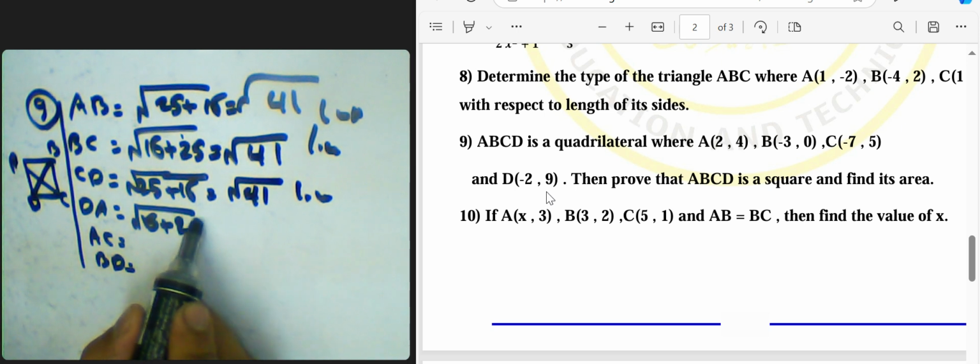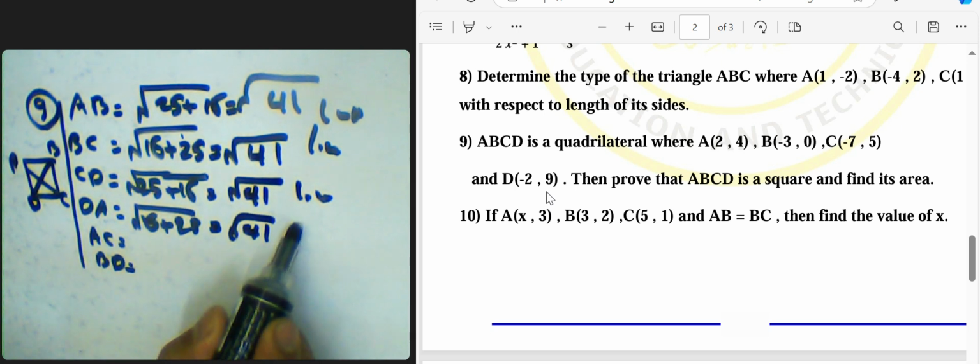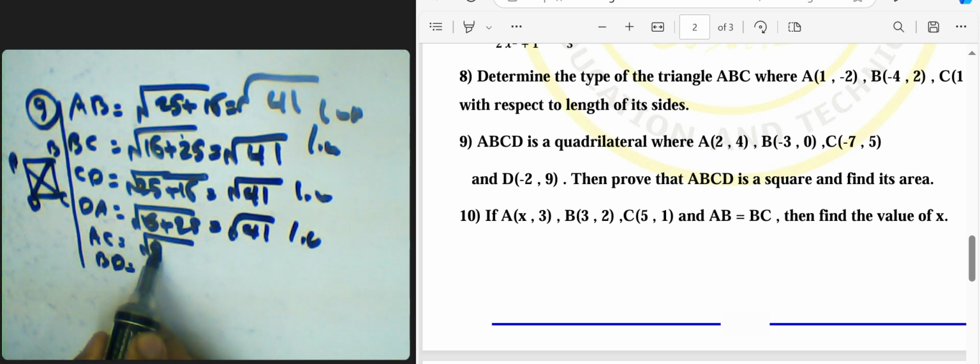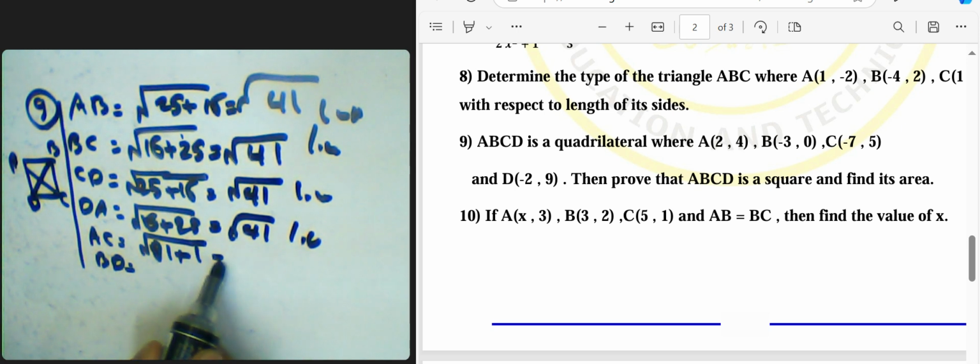Negative 5 power 2, it will be 25. The result will be square root of 41 length unit. And AC, we have negative 7 minus 2, it will be negative 9 power 2, it will be 81. 5 minus 4, it will be 1. So the result will be square root of 82.